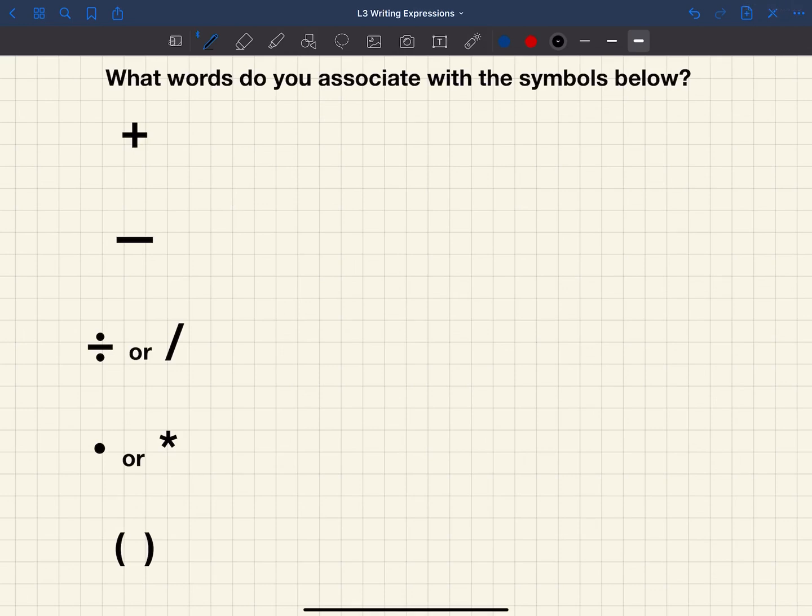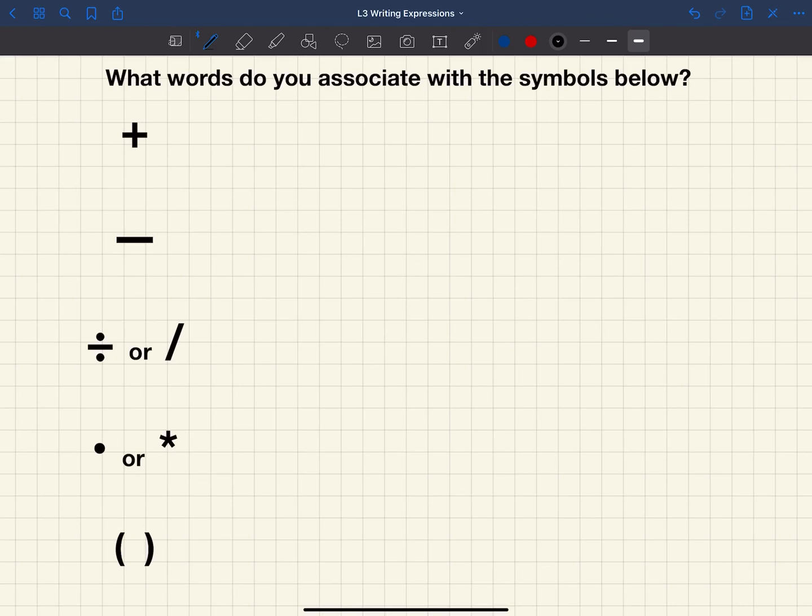Hey, selected algebra. So what we're going to talk about today is how to write expressions from words. If we were in class, we would do this all together. But since we're online, what I might want you to do is just take a look at the screen right now. What words do you associate with the symbols below?